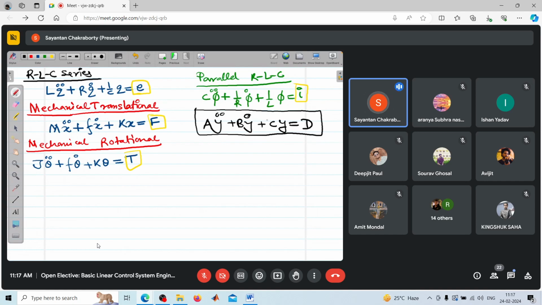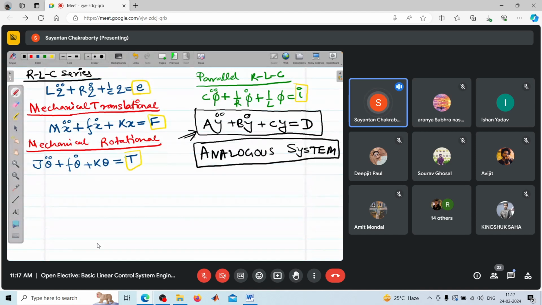So the concept that we introduce here is the concept of analogous system, and this is a very important aspect of systems theory, which is a major part of control systems. That is, given a differential equation of this form, it may represent either an electrical system or a mechanical system or a variety of systems. It should not be restricted to a particular system. Rather, it represents a class of systems.